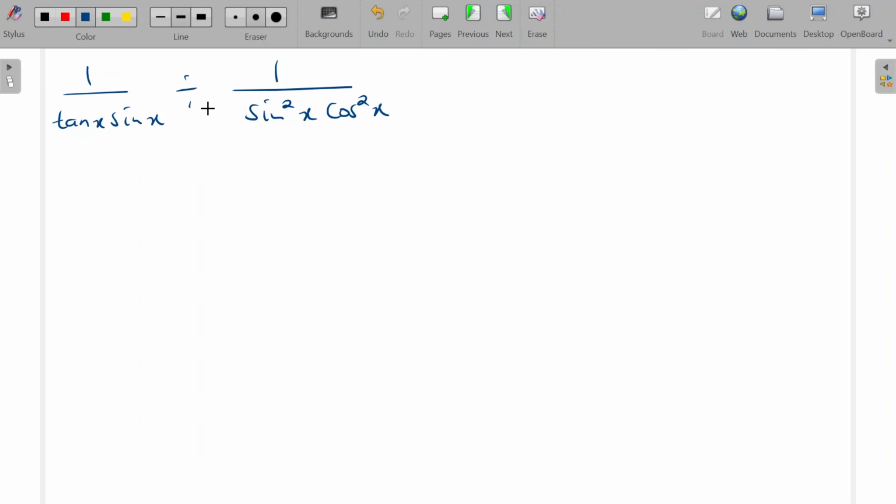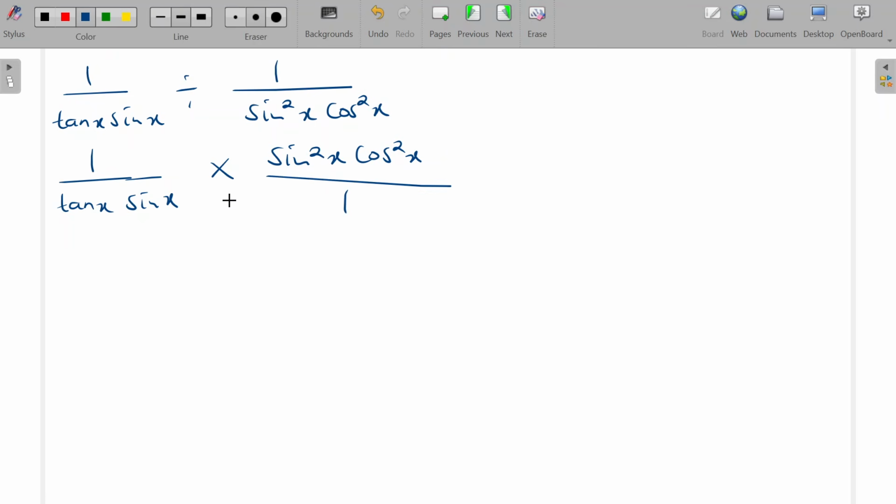After reaching this point, you know that if you have division here, you're going to say 1 over tan x sine x times sine squared x cos squared x over 1, which is just going to give us sine squared x cos squared x over tan x sine x.